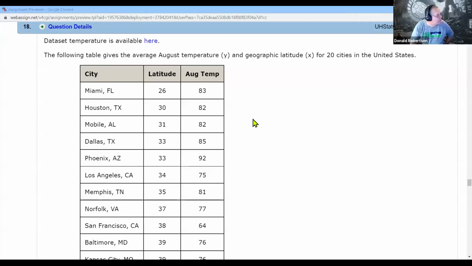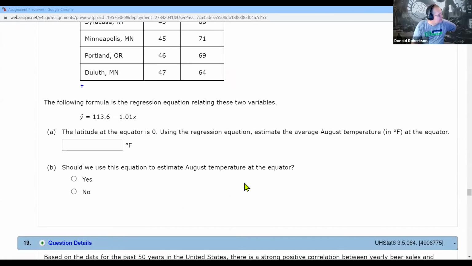Okay, are you looking at question 18 now? Okay, so here is a big set of data. Here is the equation. Plug in 0, you will get 113.6. So this is nothing about correlation causation, right? This is them just back to their usual.